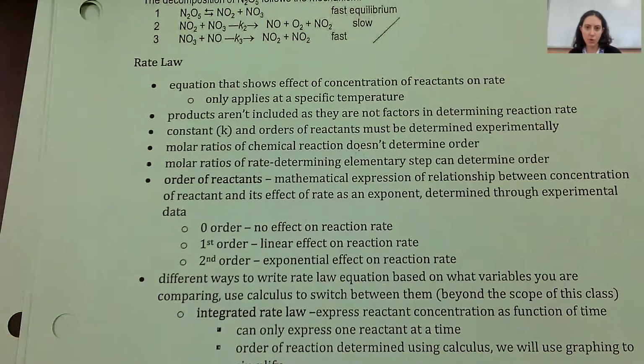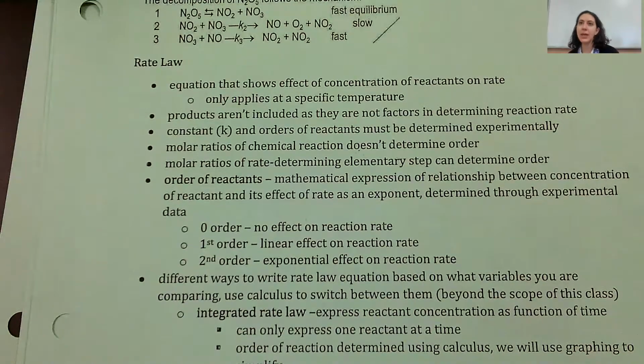So let's talk about order. Order of reactants is the relationship between the concentration of a reactant and the effect on rate. It makes sense generally to say that if we increase the concentration of a reactant, the rate will increase. But the question is, how much of an effect is it going to have? Generally speaking, we have three choices: zero, first, and second order. If something is zero order, it has no effect on the reaction rate. Even if you increase that particular reactant, the rate doesn't change. The next possibility is it's first order and it's a linear effect.